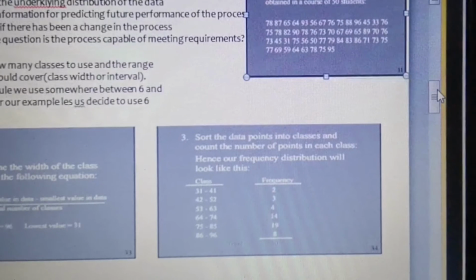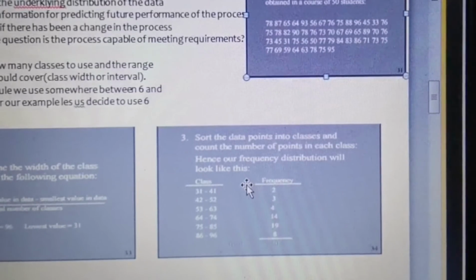So next is to determine the width of the class interval by using this equation: highest value minus lowest value, divided by 6, which is the total number of classes. For example, if you have already decided the number of classes, then you divide the highest value minus the lowest value by it, and the result is your interval.